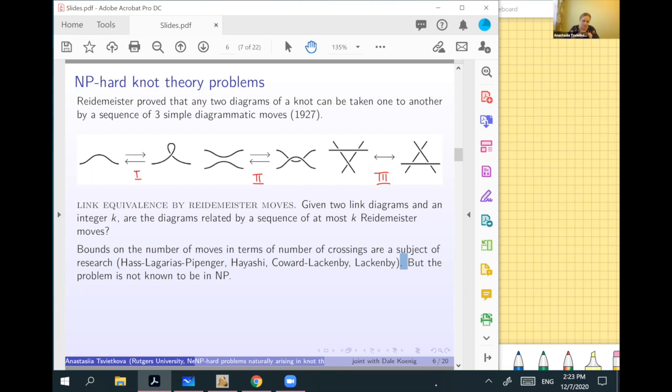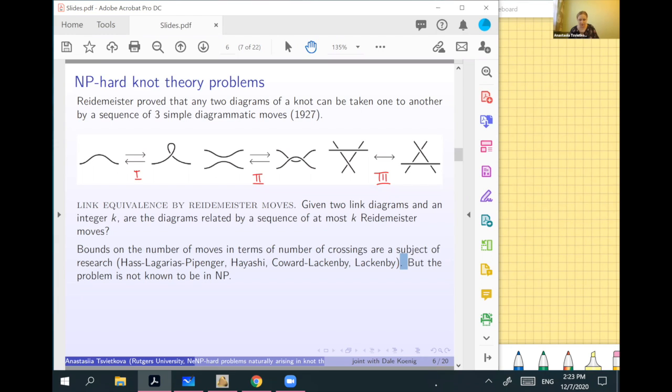And then there also was work by Covert, Lackenby, and Lackenby about unknotting, and Lackenby got a polynomial upper bound, which has some kind of crazy power. I don't remember now, but a very big number in the power, but the base is n, so it's polynomial in n, where n is the number of crossings, and that's an upper bound on the number of moves. But a caveat is that we still don't know whether the problem is in NP.